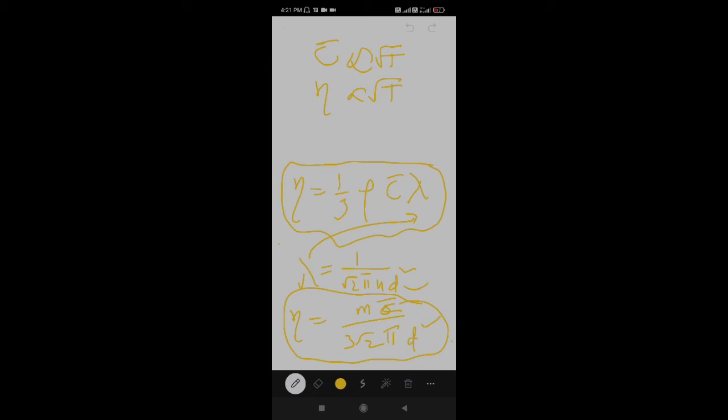Root of temperature. What is the meaning of that? As you increase the temperature of the gas, the coefficient of viscosity also changes. Why? Because the kinetic energy of the molecules increases. So net momentum transfer also increases. That is the reason for the increase of eta. You should be able to tell like this, right? I think you understood this.